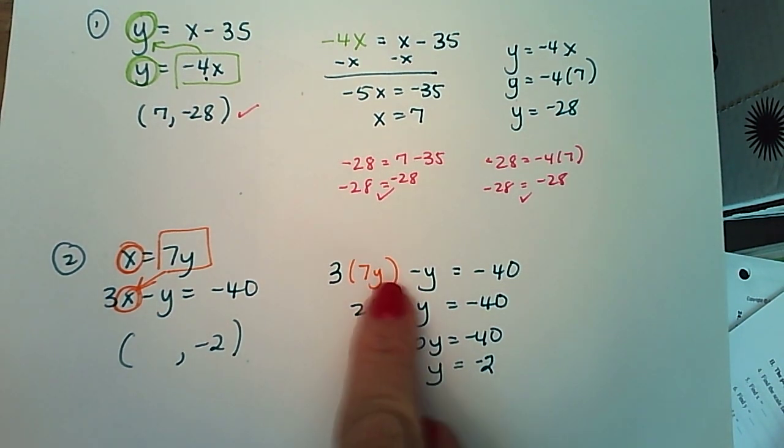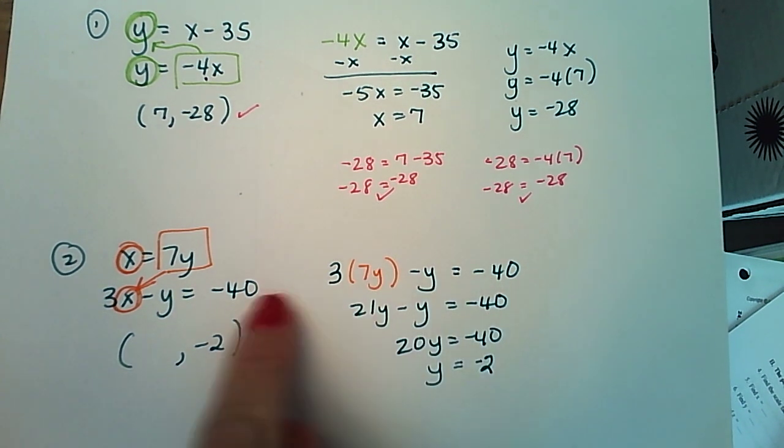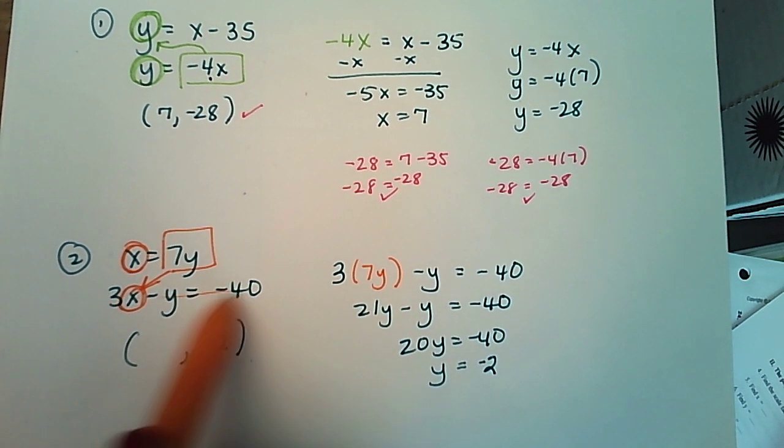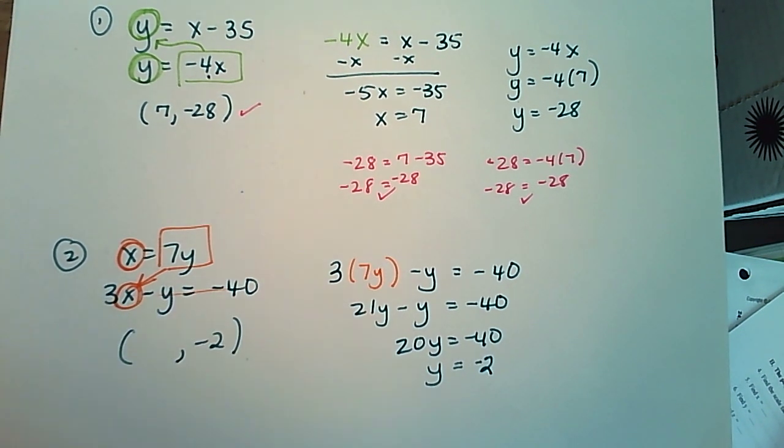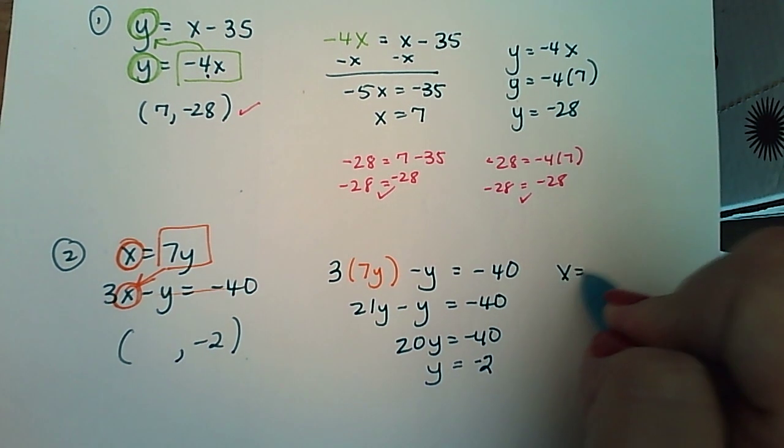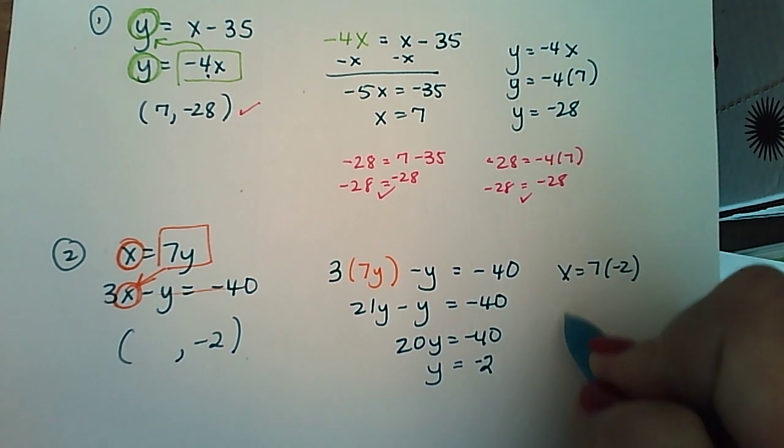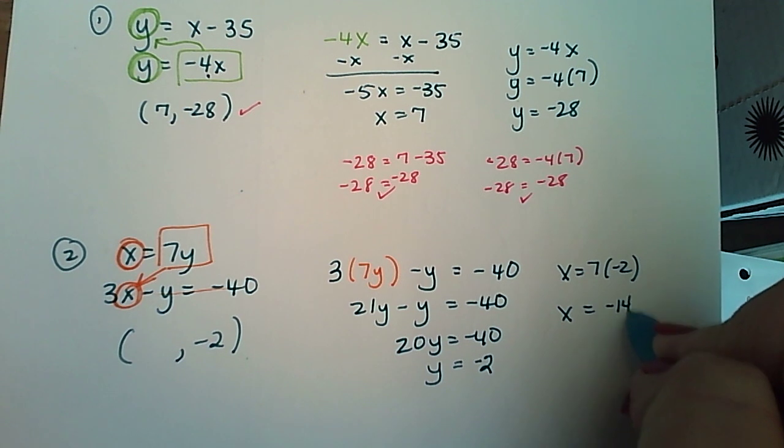Well, remember, I used this equation to find my y, so this equation's out. I have to use my other equation. So x equals 7 times my y. X equals negative 14.